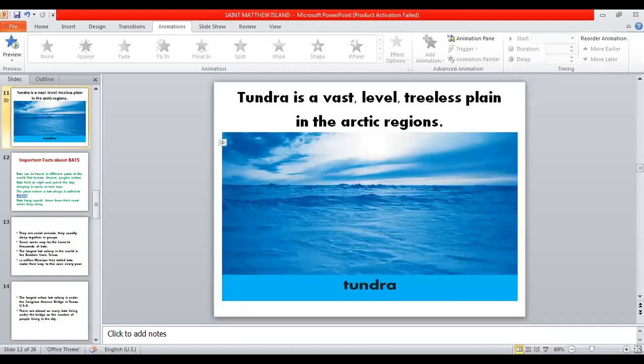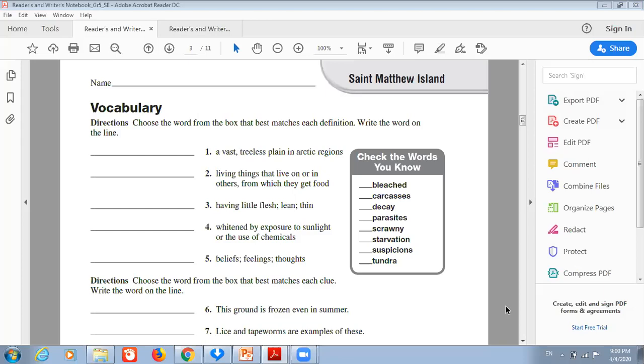Right, now I want to end the vocabulary there. I want to share with you another page where we will see the vocabulary for the lesson today. I will share the page very soon. The Readers and Writers Notebook, page 398. It says vocabulary. Choose the word from the box that best matches each definition. Write the word on the line. I'll read the words in the box. Check the words you know.